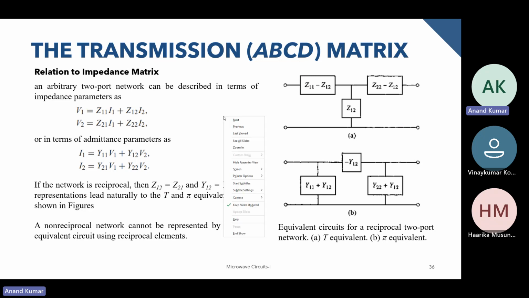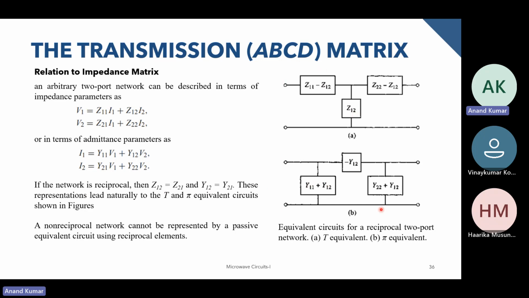Okay, and remember that this Z11, Z12 can be either inductor, capacitor, or complex, or anything. So you can model the black box in two ways, either this T network or this pi network. So you can look into more detail into this.